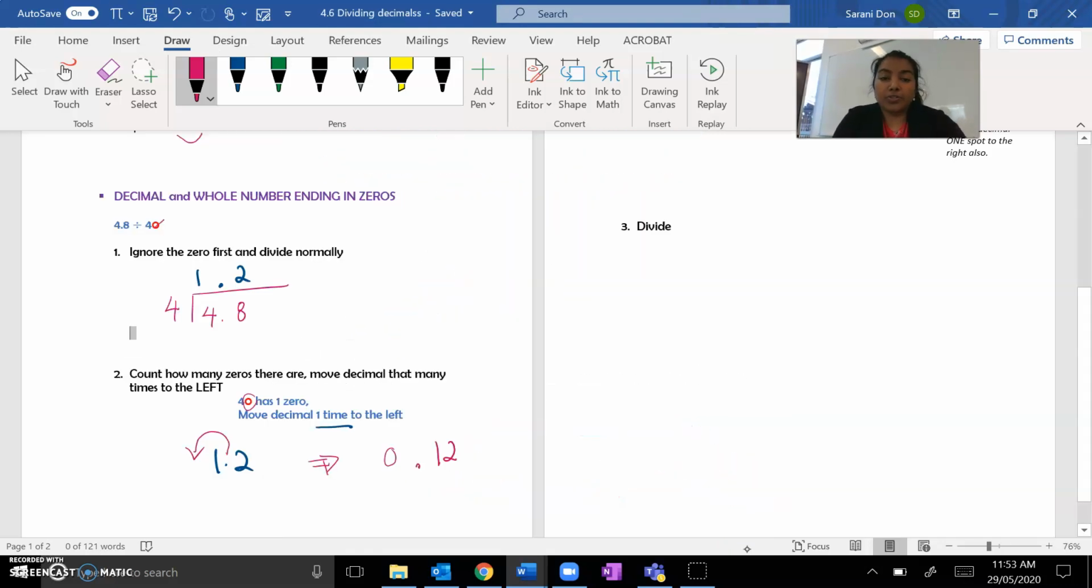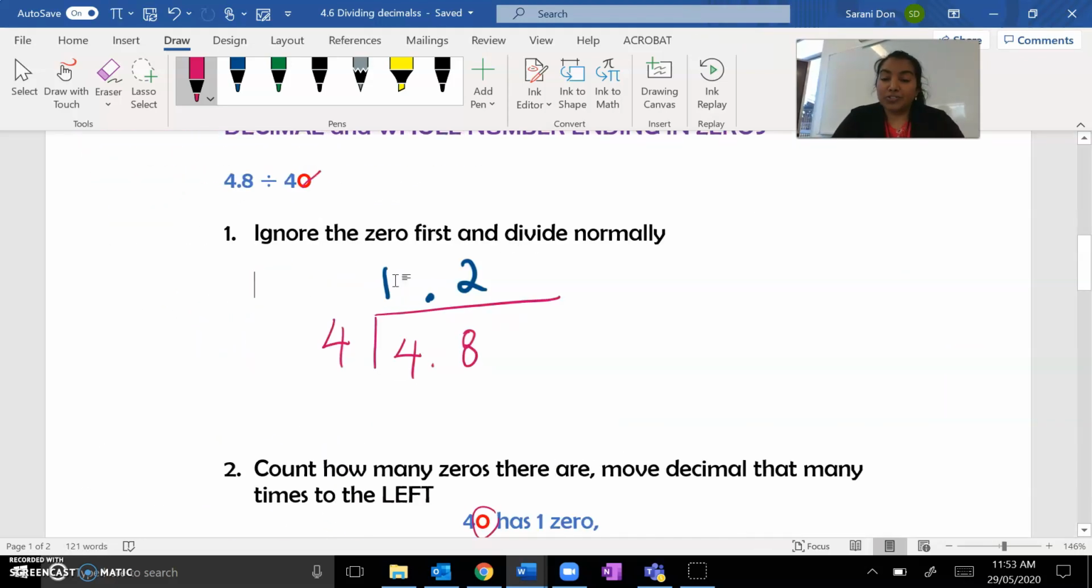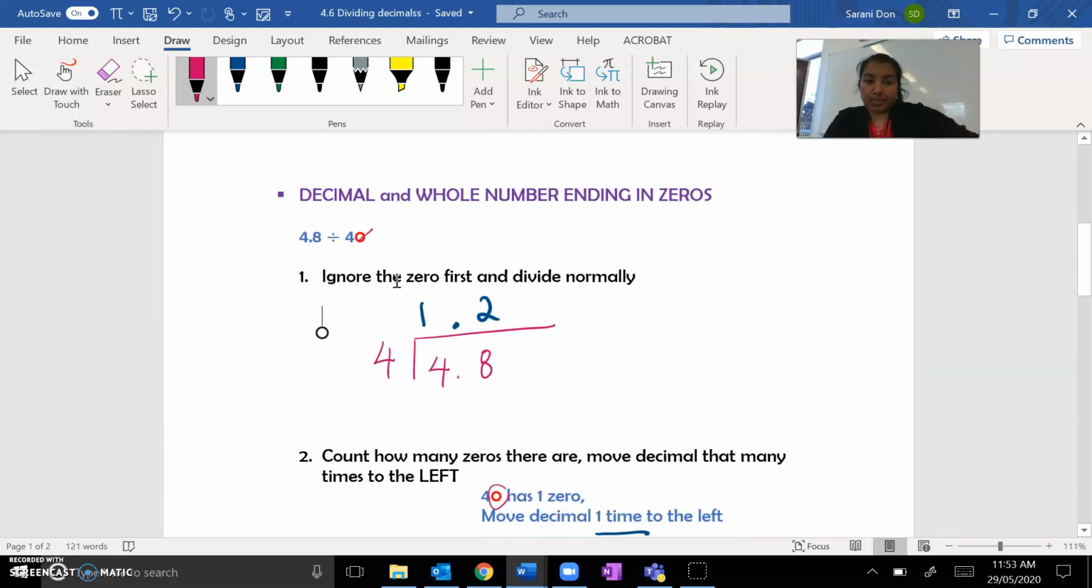That's what you do when you're dividing a decimal and a number with zeros. For example, if you had 3 zeros, you just look at the first number, divide it normally, and you move the decimal place according to how many zeros there are. That is that one.